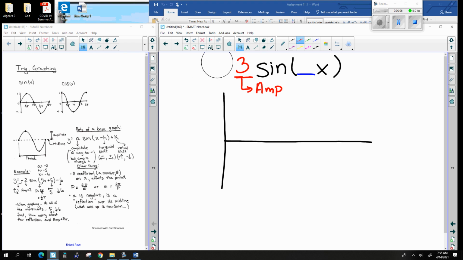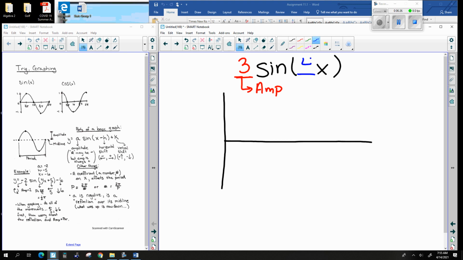So if there's no number up front, technically there's a 1. However, if there is a number up front, that is the amplitude. So the amplitude of this picture is going to be 3. And I'll show you what that means here in just a second.